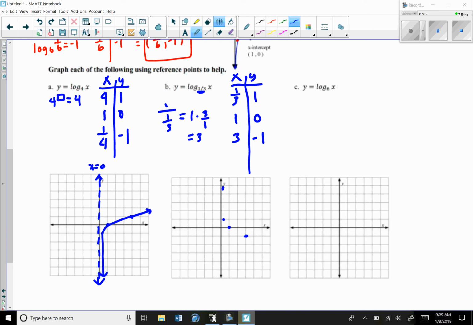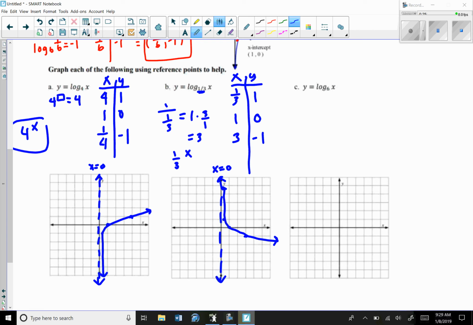So now our graph just is going this way, which makes sense because if you put this in exponential form, this is saying 4 to what power, and this one over here is saying 1/3 to what power. So remember, this would be exponential growth, so this goes this way, and this would give you exponential decay, so that's why this is moving the other way. But we still have that vertical asymptote at x equals 0.